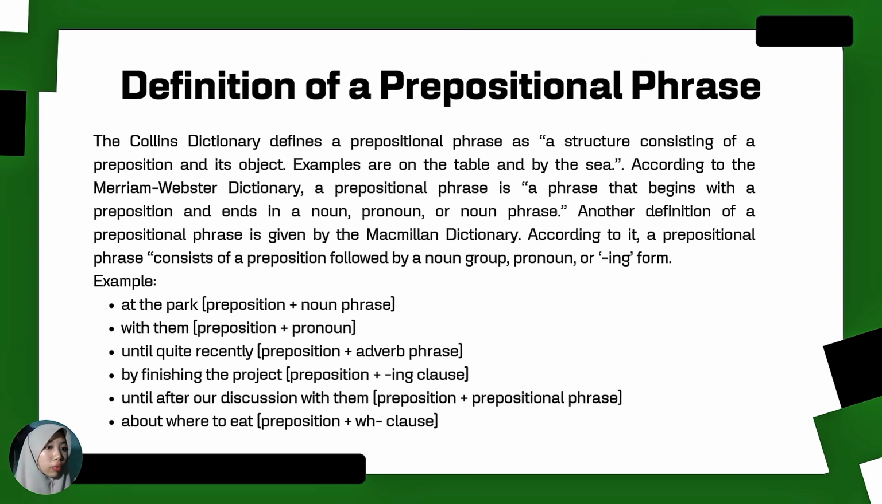Another definition of a prepositional phrase is given by the Macmillan Dictionary. According to it, a prepositional phrase consists of a preposition followed by a noun group, pronoun, or -ing form. Example: "at the park" is preposition plus noun phrase. "With them" is preposition plus pronoun.